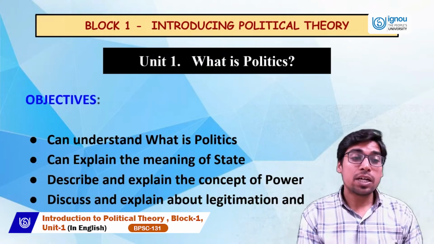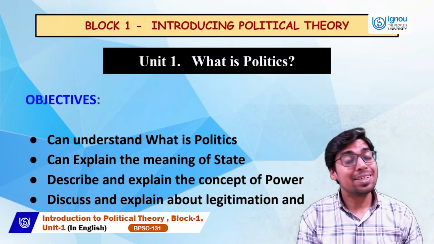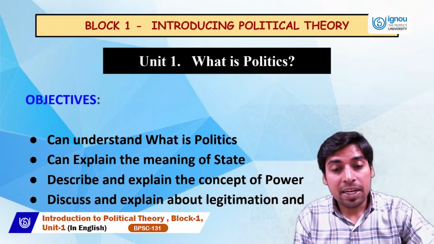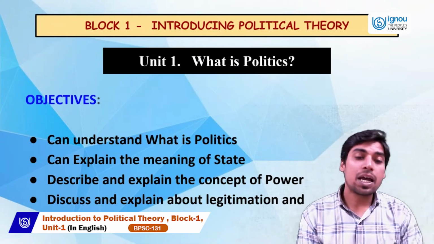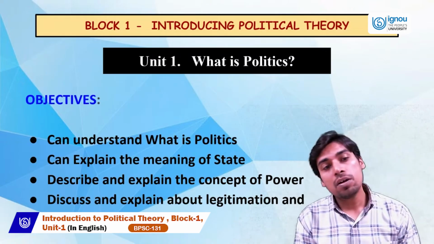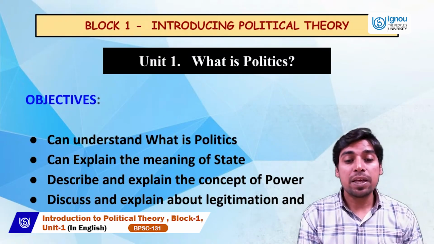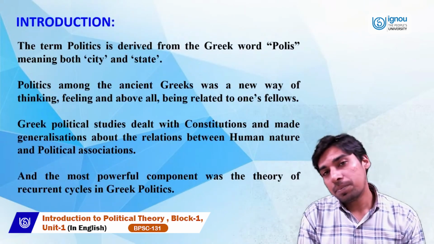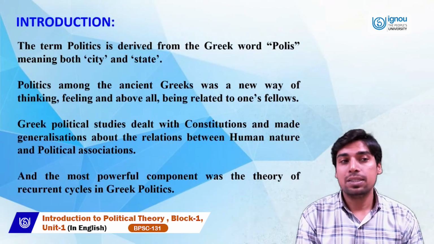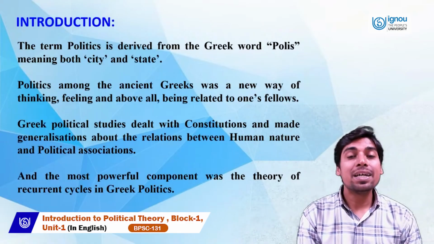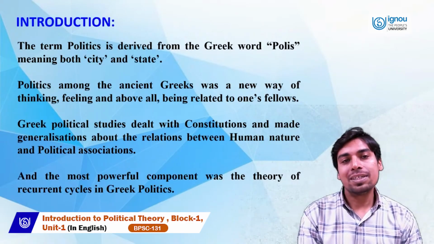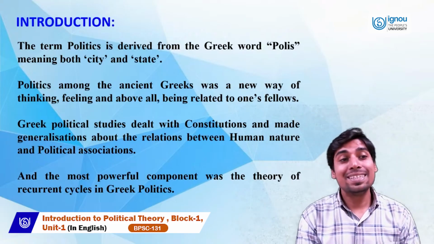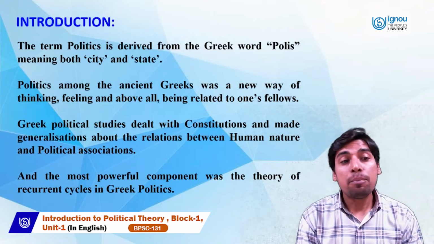There are some objectives related to Unit 1, what is politics. First, understand what politics is. Second, explain the meaning of state. Third, describe and explain the concept of power. Fourth, discuss and explain legitimation and delegitimation. Now, introduction to politics. The term politics is derived from the Greek word polis, meaning both city and state. We will discuss the major concepts of Unit 1. So, city and state are referred to by polis.